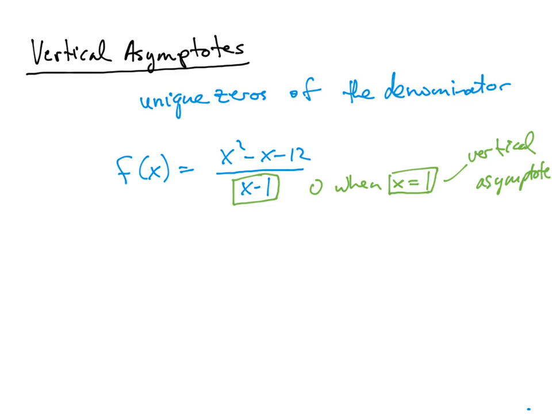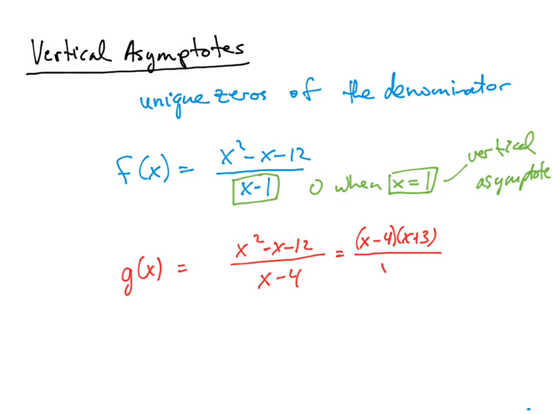Now what we mean by unique zeros, let's come up with a second rational function. Let's keep the same numerator, and let's make the denominator x minus 4. Well, if we factor the numerator, we're going to have x minus 4, x plus 3, and in the denominator we have x minus 4. Well, because x minus 4 is a common factor, it cancels. So we don't say that x equals 4 is a vertical asymptote. What we would say is there's a hole in the graph at x equal to 4.